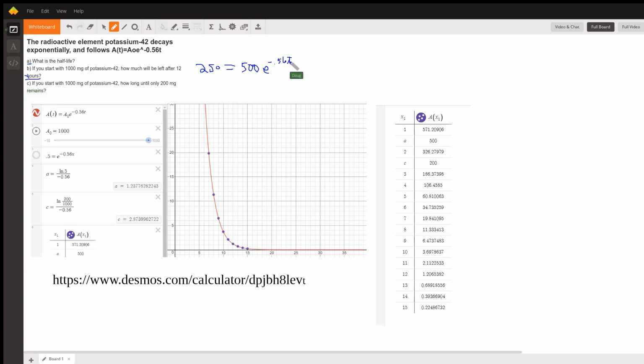So if I want to solve this equation for t, I'll divide both sides by 500, and I'll get 1/2 over here. And that will always be the case when you're asked for a half-life. I'll always get a half over there, or 0.5, equals e to the negative 0.56t. Now I take the natural log of both sides. That's how you solve an equation where the variable or the unknown is in the exponent. Take the log of both sides.